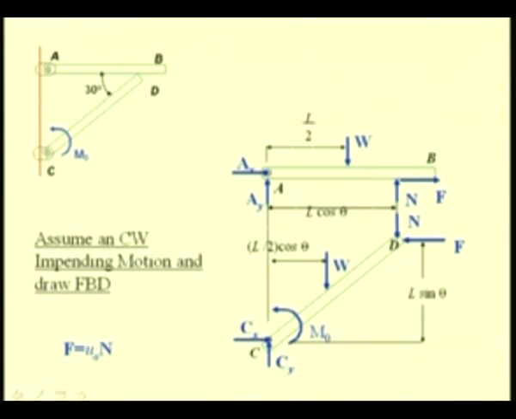So, for the impending case we have an additional relation, that is the relation between this f and n which are related by this mu s. So, leading to one more equation. So, the 7 unknowns can be found using these 7 equations. So, let us write only those equations which are of interest.